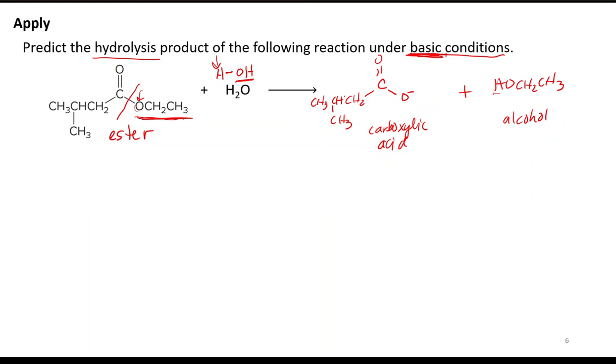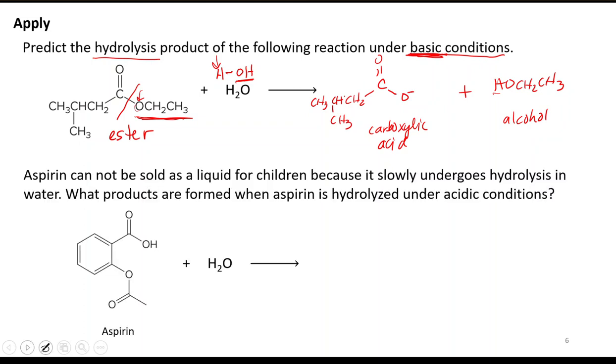Okay. Aspirin cannot be sold as a liquid for children because it slowly undergoes hydrolysis, meaning that ester bond is going to break in water. What products are formed when aspirin is hydrolyzed under acidic conditions? So the conditions are acidic. So that's just going to inform me on whether I'm going to make a carboxylic acid that has a negative charge or a carboxylic acid that has a hydrogen here. Because it's acidic, that carboxylic acid will have a hydrogen there.